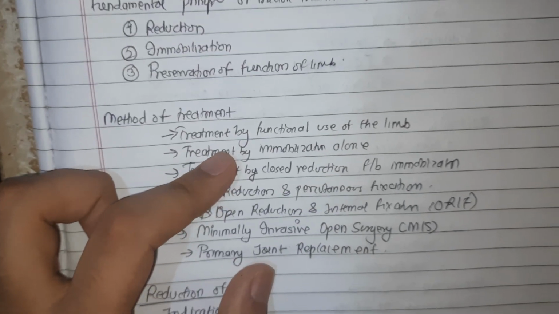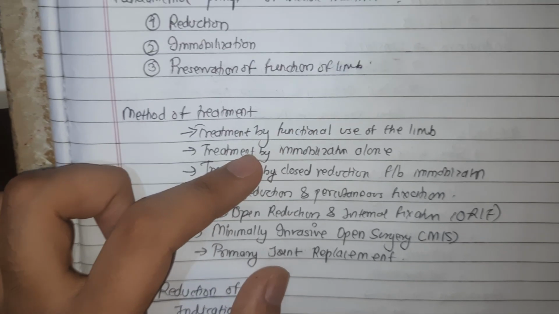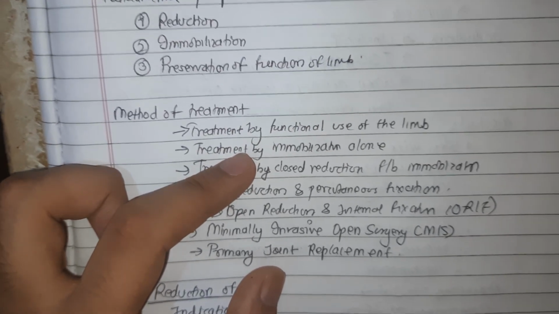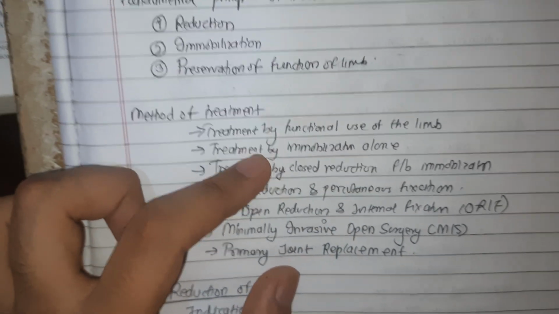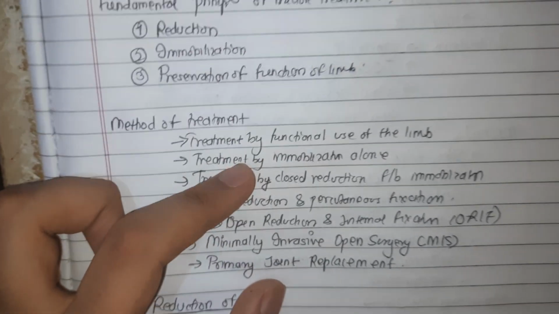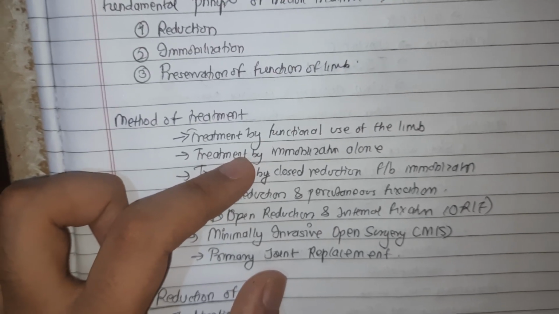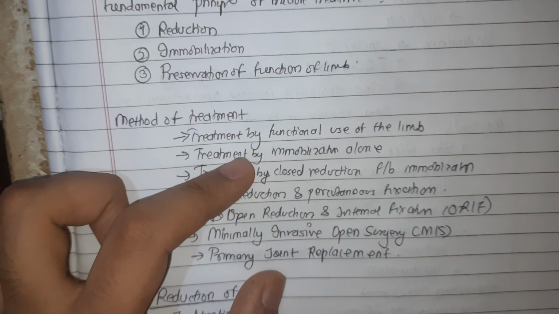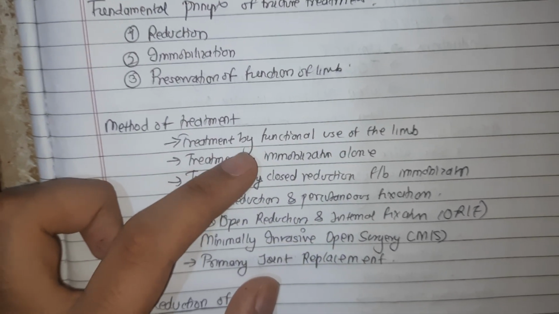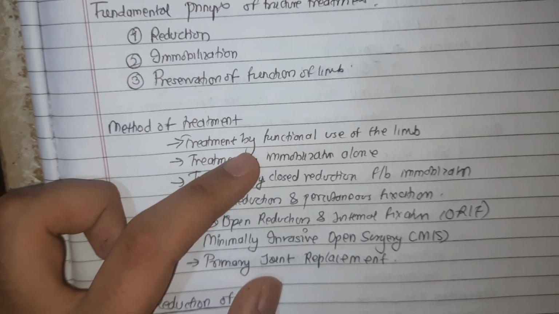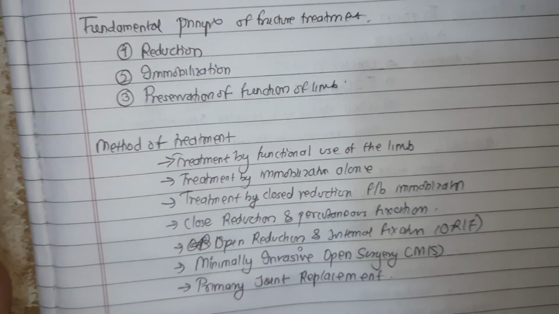And the next is treatment by immobilization alone. In some fractures, mere immobilization of the fracture is enough for the treatment, and accurate anatomical reduction is not necessary. These are fractures which are not displaced in the first place, or even if they are, the displacement is of no consequence in terms of eventual outcome. So displacement doesn't matter in some fractures. For example, some fractures of the surgical neck of humerus you can treat by immobilization only.